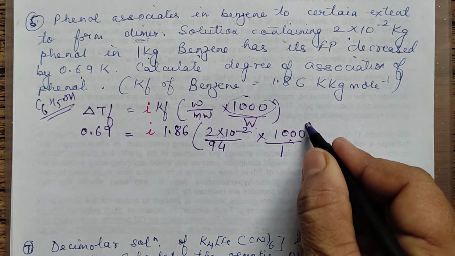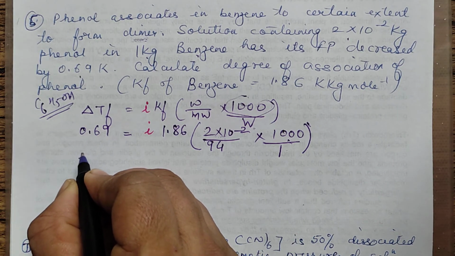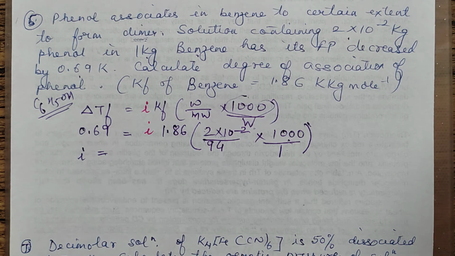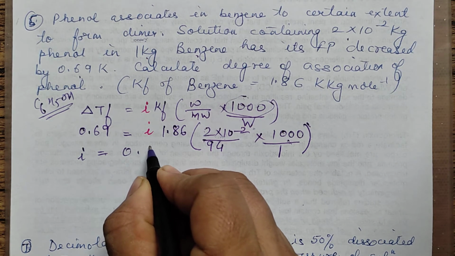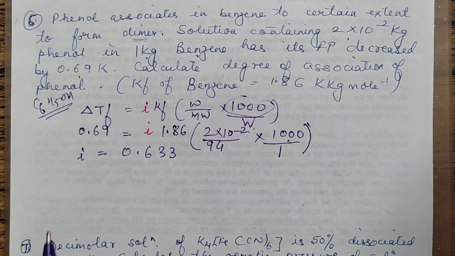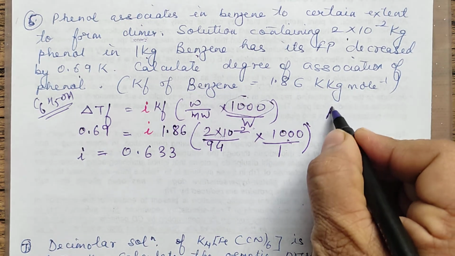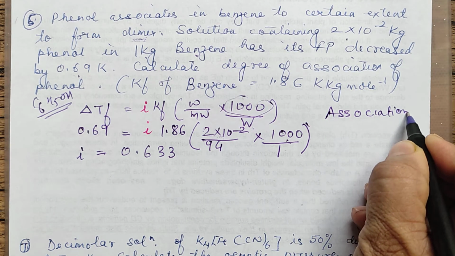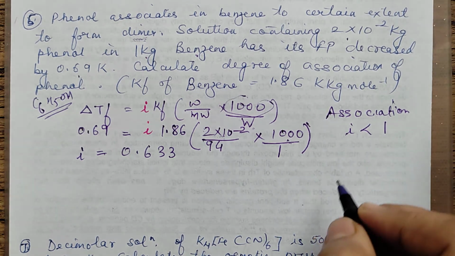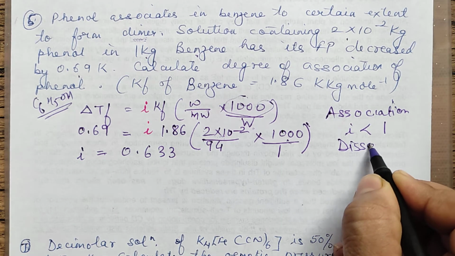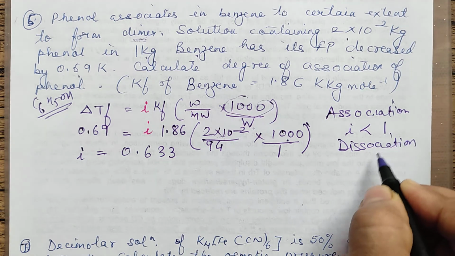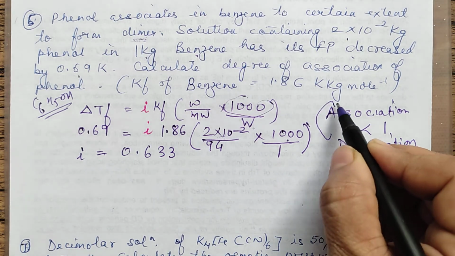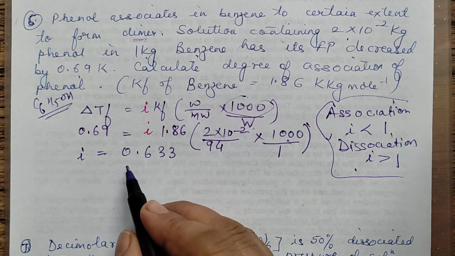So when I put everything and solve this i value, let's see what the i value is. This comes out to be 0.633. You will always find that if it is association, i will always be less than 1. In case it is dissociation, i will be greater than 1. So there also you'll get to know whether you are going right or wrong. Okay, so you got this i.